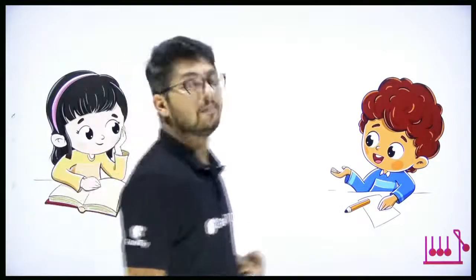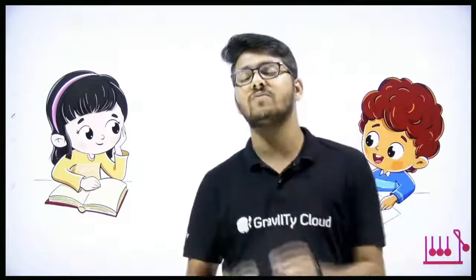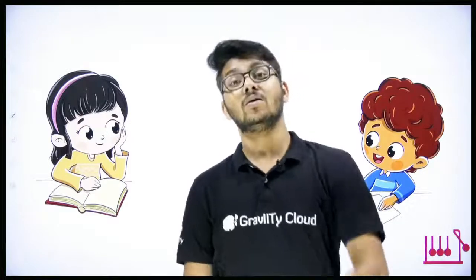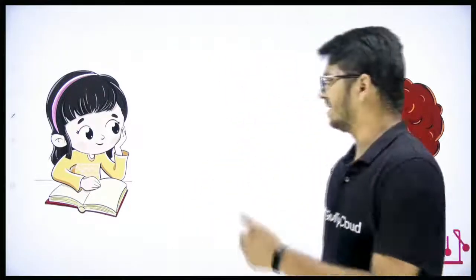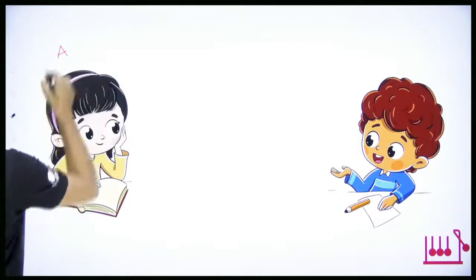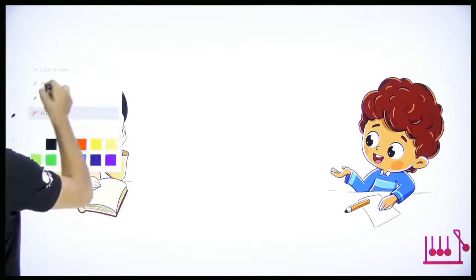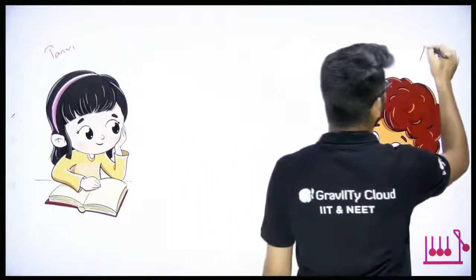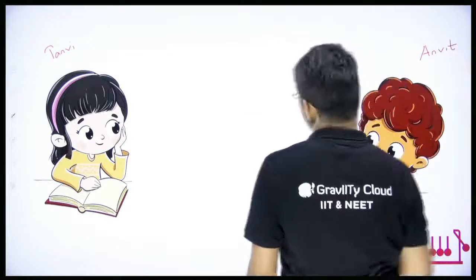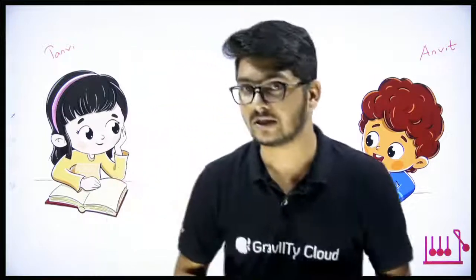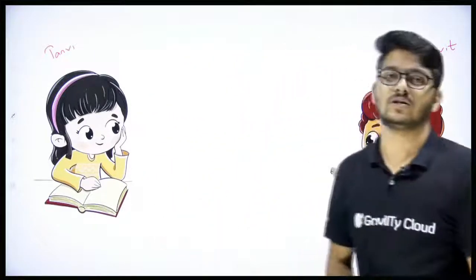But there is one major drawback of using those ancient units, those old units. What are they? You will understand. For that, let's look into some examples. A very simple example here. We'll take two students, two kids. One is, let's say, Tanvi. And this is, let's say, Anvit. The names are good, right? Tanvi and Anvit. Both of them are talking to each other. Let's see what they are talking about.